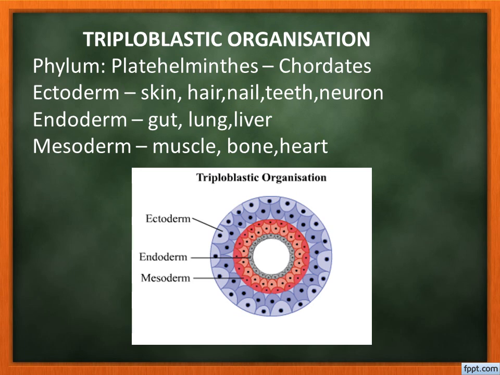Is it clear? So as per this also, they are classifying these organisms. That is called diploblastic and triploblastic organization. Understand? Shall we go to the next?